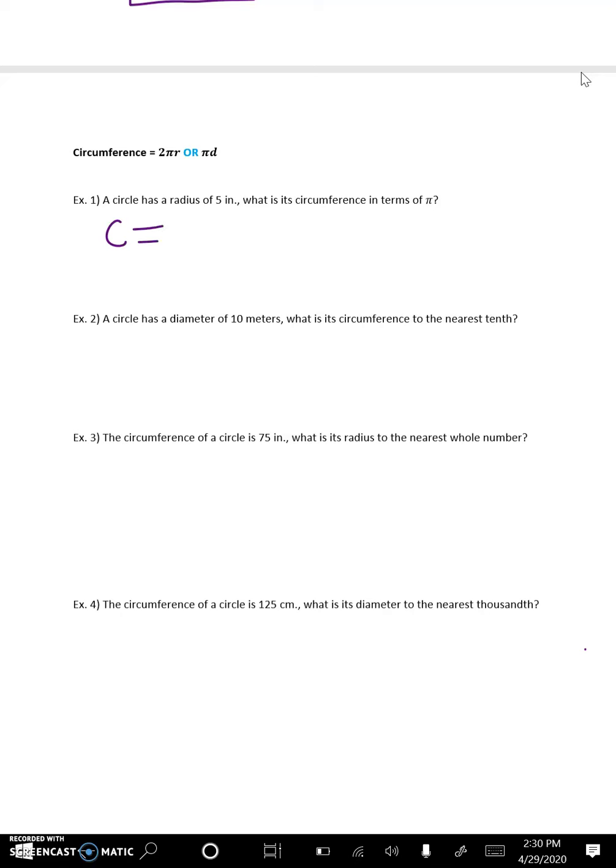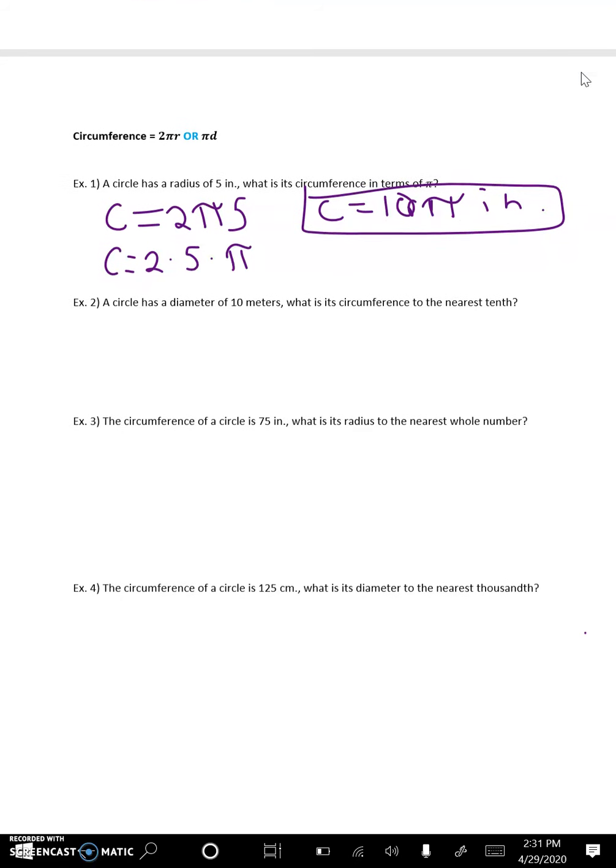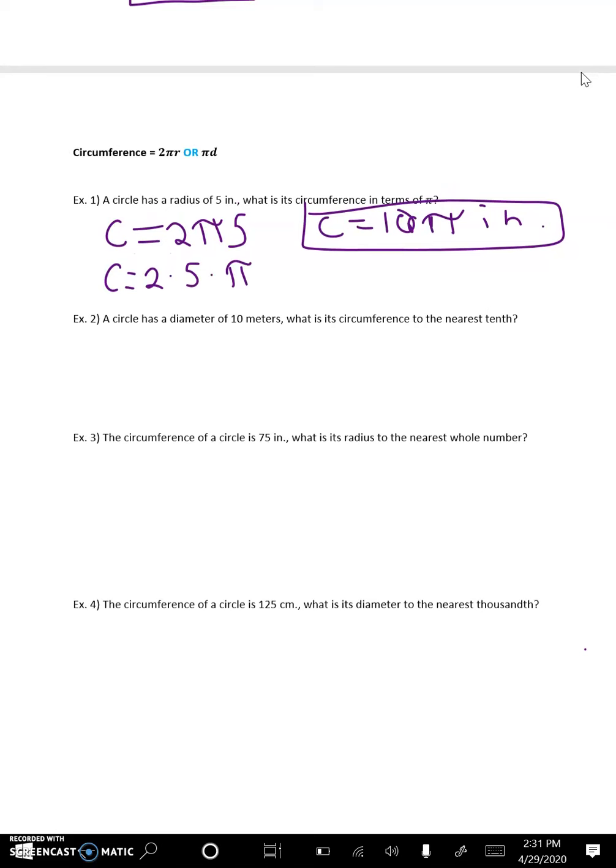So C equals 2 times pi times 5. So remember, multiplication's commutative, so you can rearrange that to 2 times 5 times pi, if that makes it look easier for you. And then we've got 10 pi. And it asks you to keep it in terms of pi, so your answer is C equals 10 pi, and then it's in inches. Honestly, I think circumference is easier than area, but that is just my opinion.